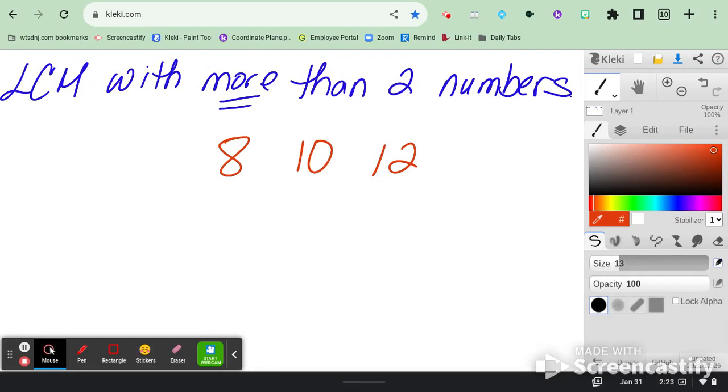Quick review on finding the LCM, least common multiple, with more than two numbers. So that means three or more numbers. So remember what we said in class. It's going to be a little bit tweaked from our regular LCM with two numbers. So our first step doesn't change. We're going to look to see what is divisible, 8, 10, and 12, if they are divisible by the same number.